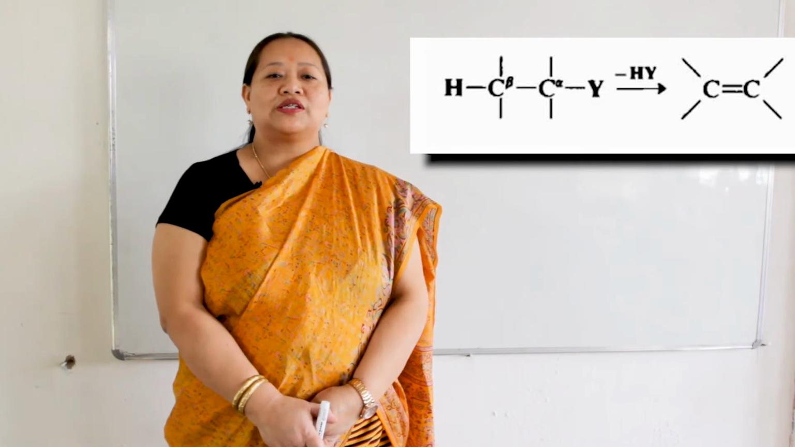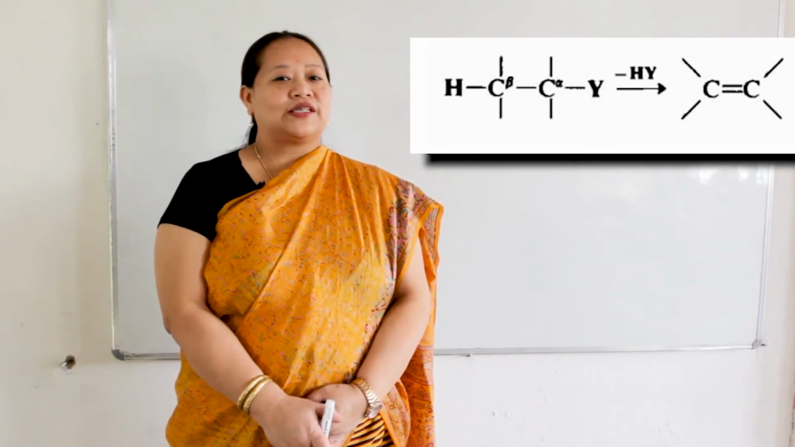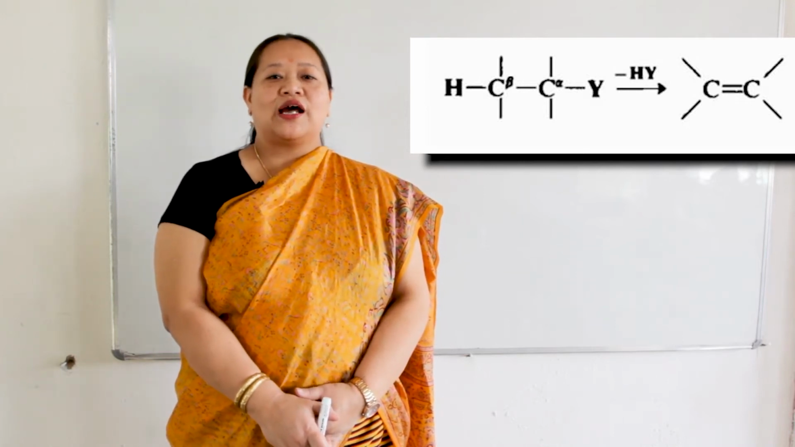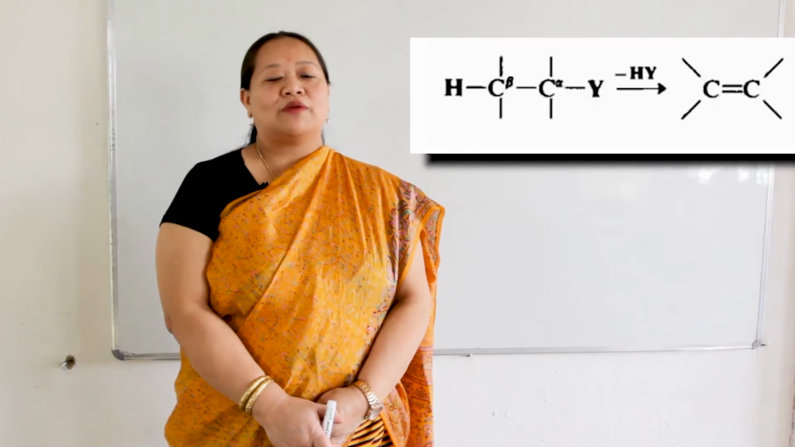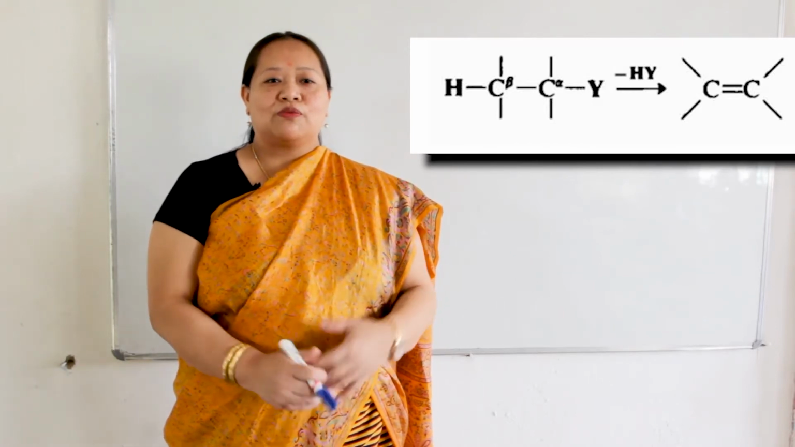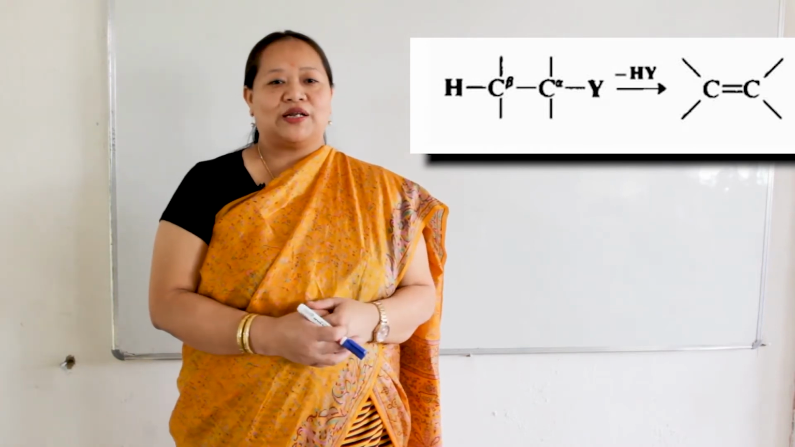So among all these types of eliminations which are based on the position of the leaving groups, as I said earlier, the 1-2 eliminations or the beta eliminations are by far the most common and most important organic reactions. So we will now discuss more importantly the 1-2 elimination reactions or the beta eliminations.